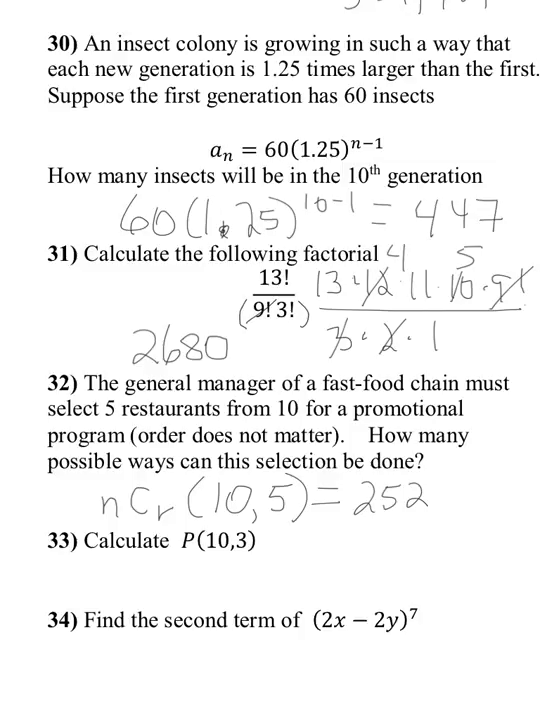And then in the next problem, number 33, we're going to do the same thing again, except this time instead of going to combination, we're going to go to permutation. And permutation is the same steps, except this time we pick permutation and we choose 10, 3, and we get 720.